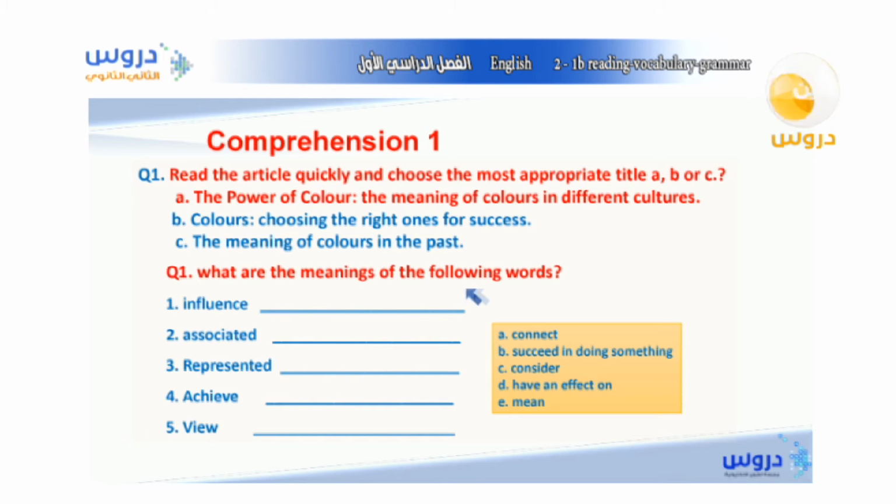For the second question, what are the meanings of the following words? So I have here 1, 2, 3, 4, 5, and here I have A, B, C, D, and E. Here we need to connect these words. So influence, associated, represented, achieve, and view. And here I have connect, succeed in doing something, consider, have an effect on, and mean. So let's find influence. Which one is equivalent in meaning? Is it A? Is it B? Is it C, D, or E?